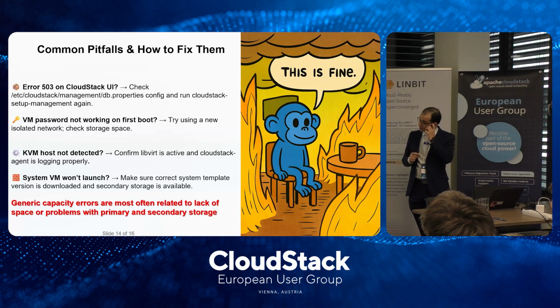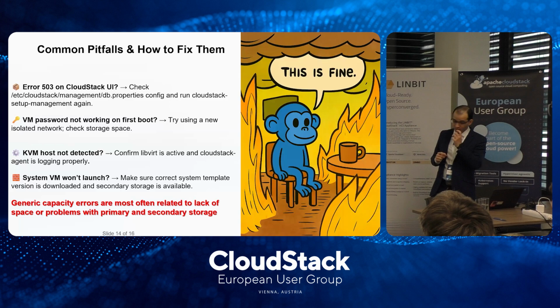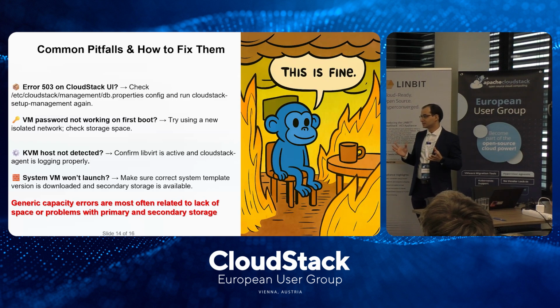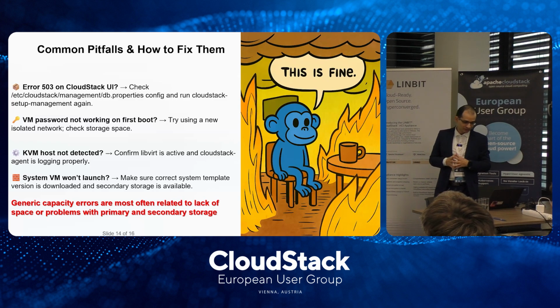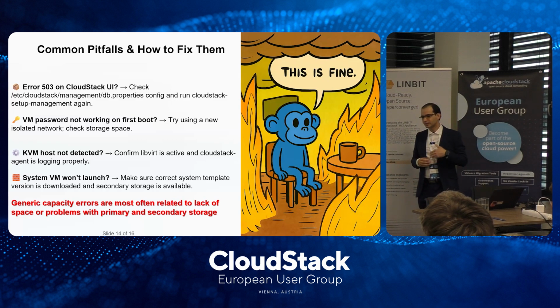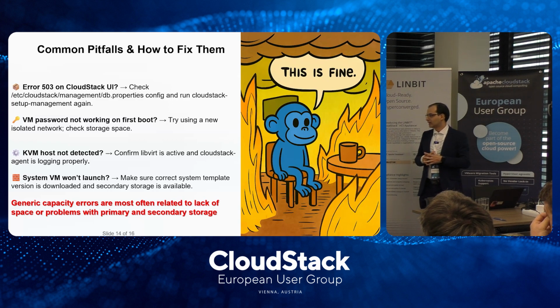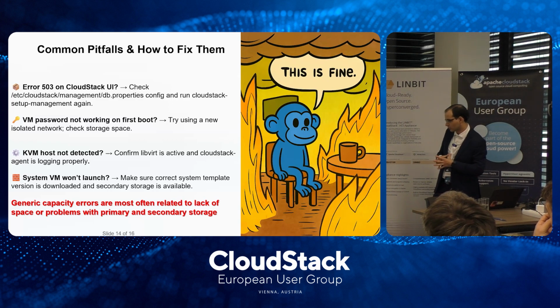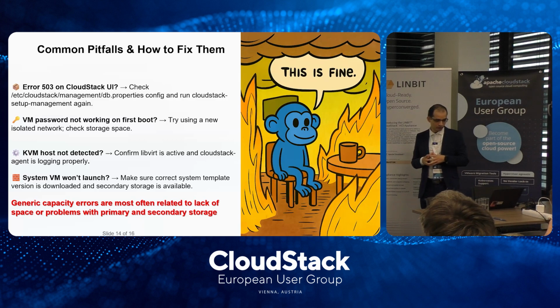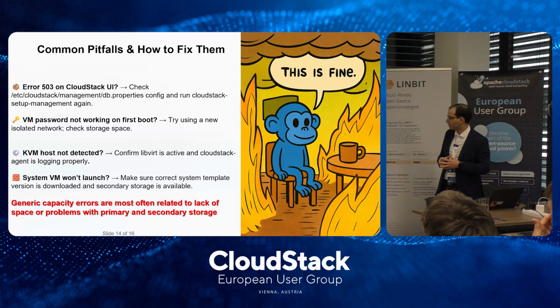We have had, along our path with CloudStack, many generic capacity errors, and sometimes you have no idea because it's only saying generic capacity error and you don't have much info about it. But after digging and digging, we noticed again that the primary storage and the secondary storage are crucial. If you have problems with those, then everything could fail.